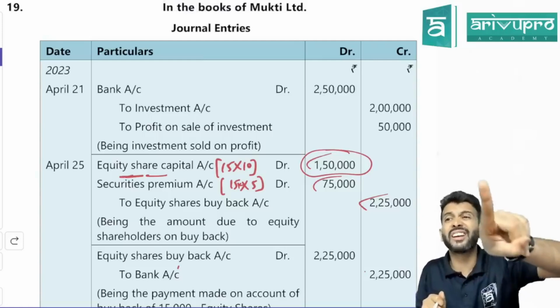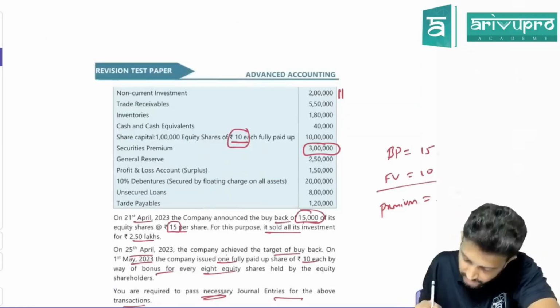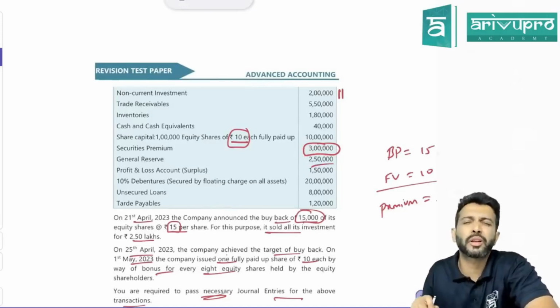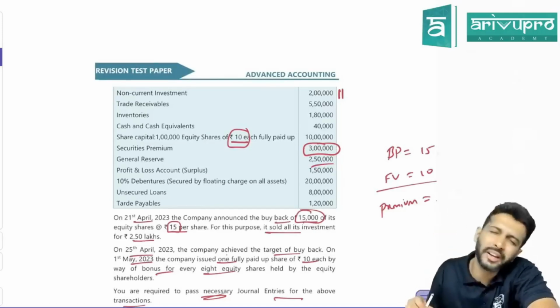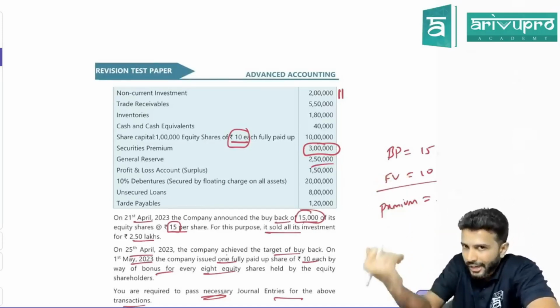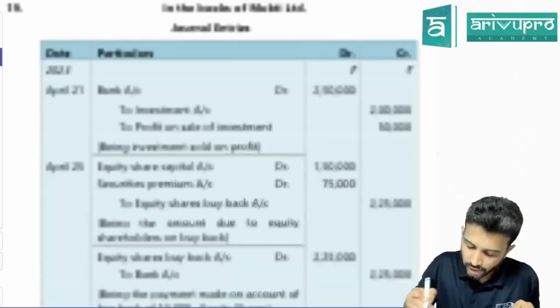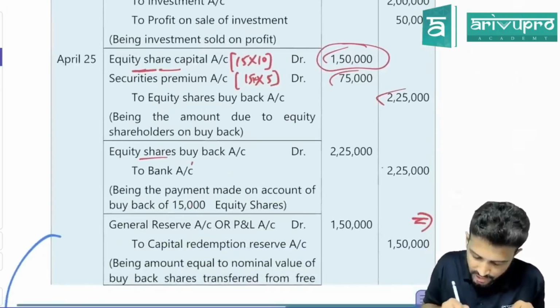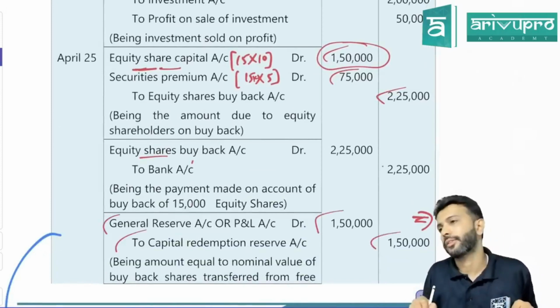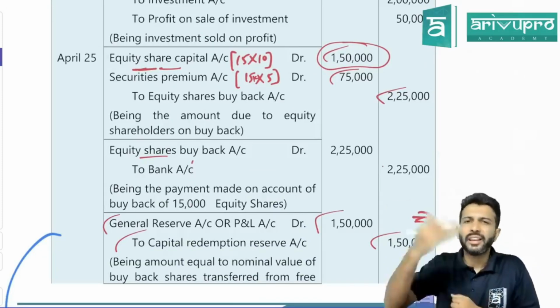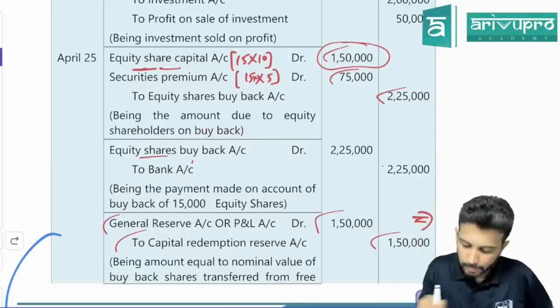First they will utilize general reserve. Do we have any general reserve here? Yes. How much general reserve we have? 2,50,000. How much we need to create CRR for? 1,50,000. What is the entry to create CRR? General reserve balance will reduce, CRR balance will increase. So the entry will be general reserve account debit to CRR account, 1,50,000. Last will be your payment entry. What is the payment entry? Equity share buyback account debit to bank account.